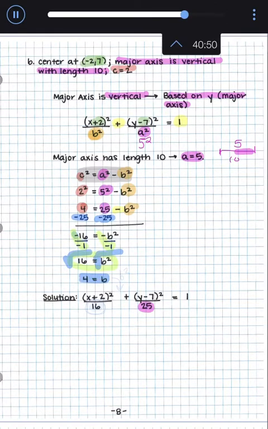Be careful, though, when you actually plug in the b into the equation. Remember, it's going to go on your minor axis. It still has to get squared. So your radius for the x's is 4. Squared will give you the 16 on the denominator.